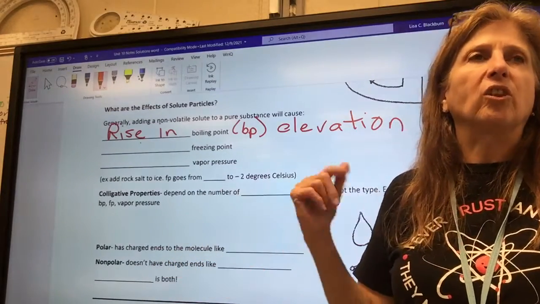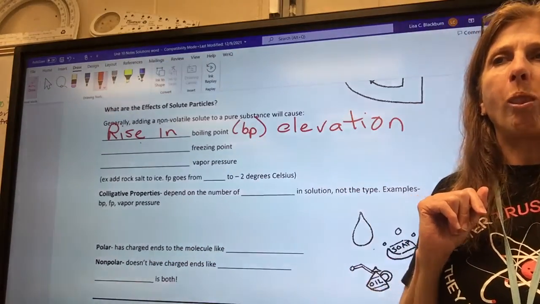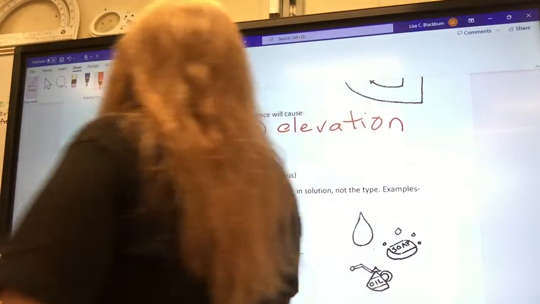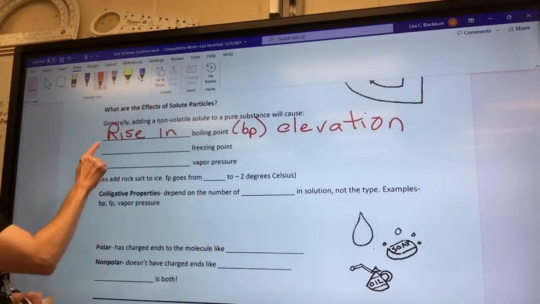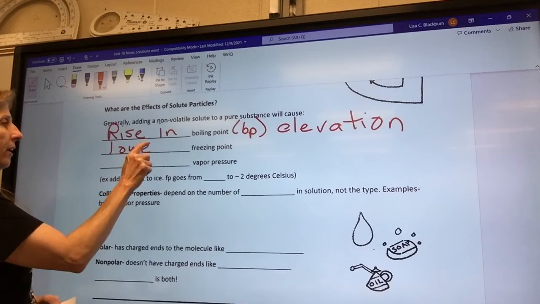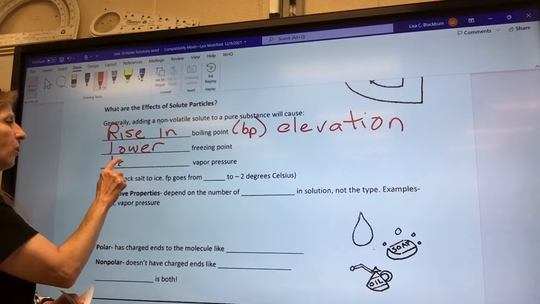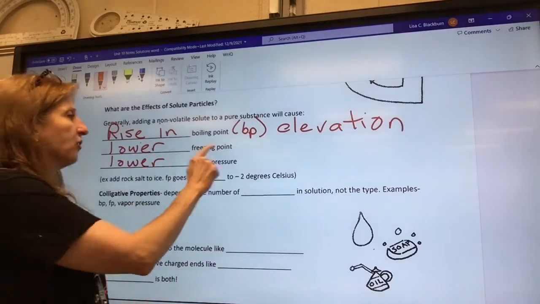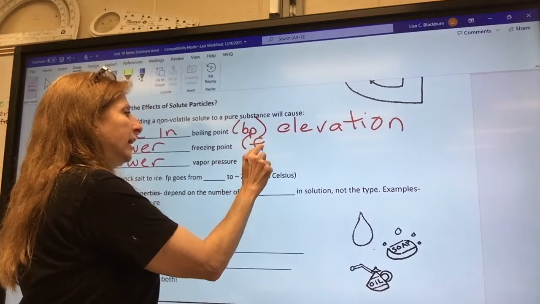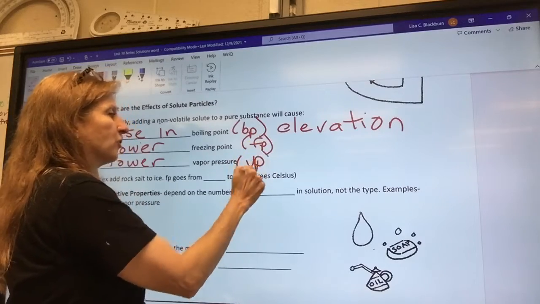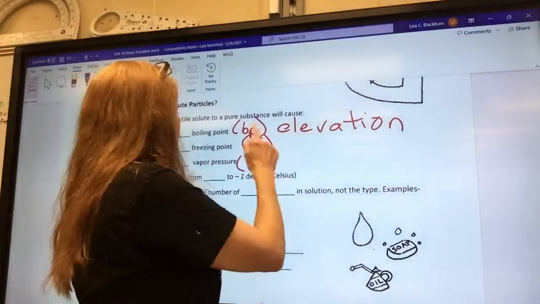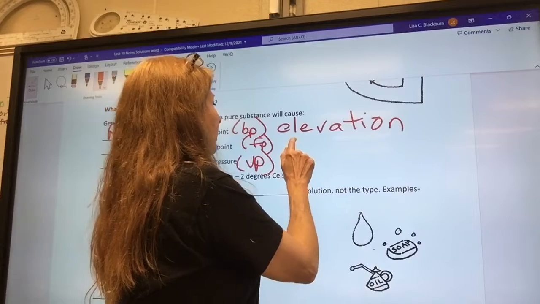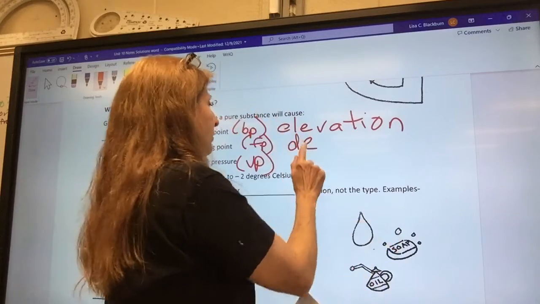Why do we add salt to the roads if it's going to freeze? So the roads don't freeze up, right? So if you add salt, it causes a lower freezing point. It also causes lower vapor pressure, which you'll learn more about in college. The symbol for freezing point is FP, and the symbol for vapor pressure is VP. We don't call it lower, that's not very sciencey sounding. We call it freezing point depression. It's not that the freezing point is sad.